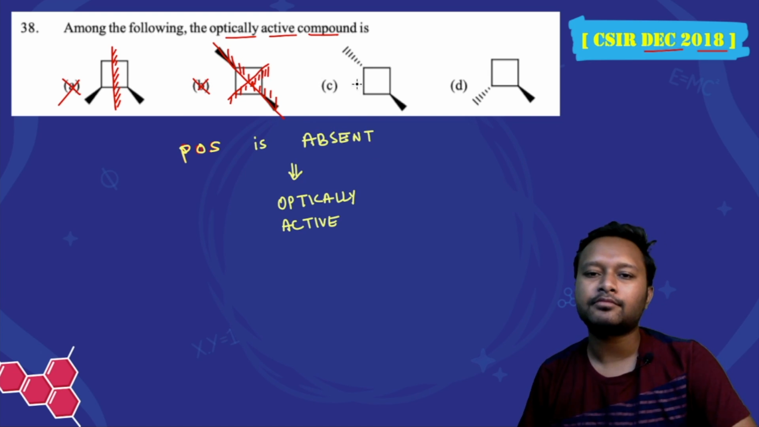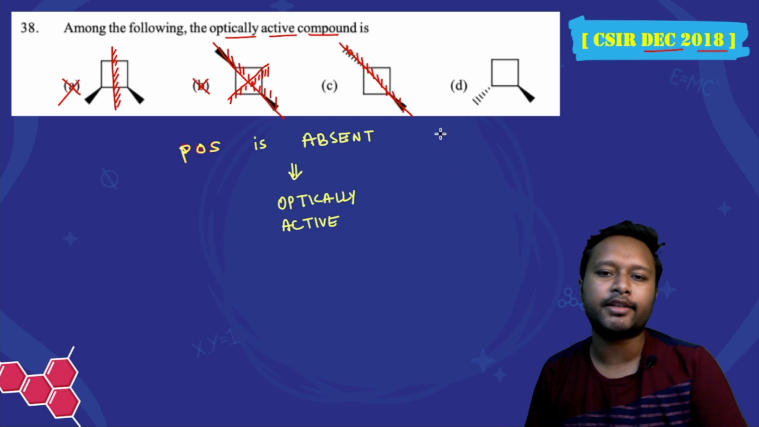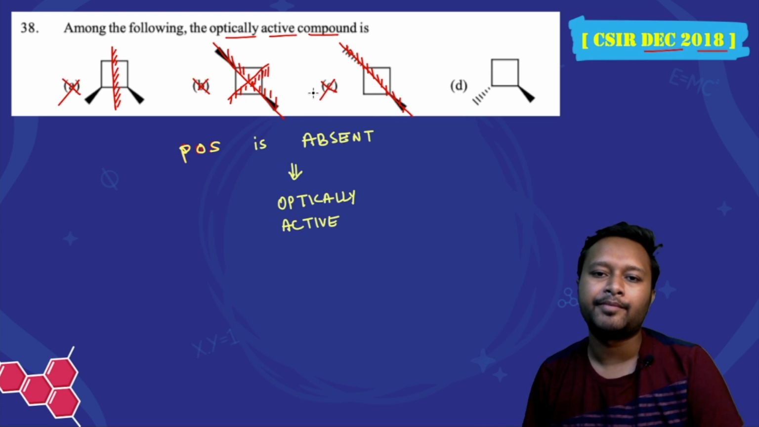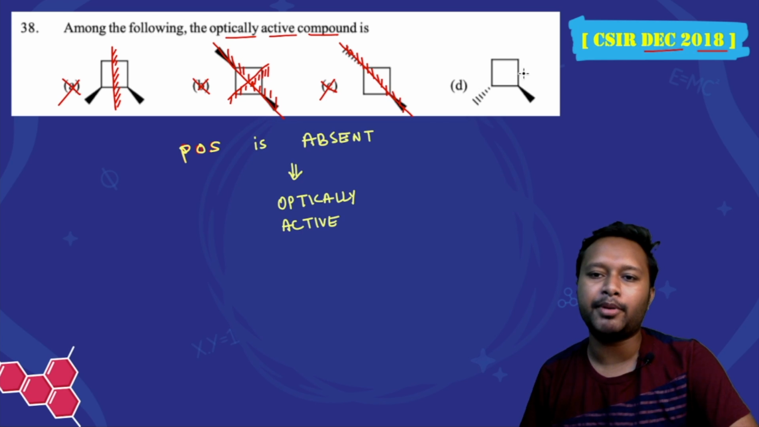Option number C, does it have a plane of symmetry? It will not have the plane of symmetry which was earlier in option B, but it has one plane of symmetry which will pass through the molecule like this. Now the other groups are getting equally bisected, so yes, it has a plane of symmetry, it is optically inactive. Talking about option number D, it does not have any plane of symmetry. You cannot have this plane of symmetry because this group is below and this is above.